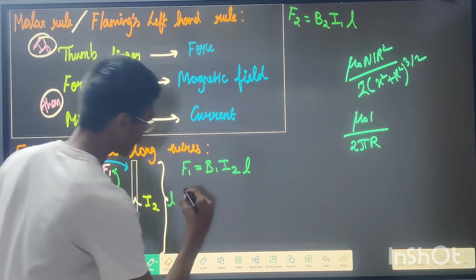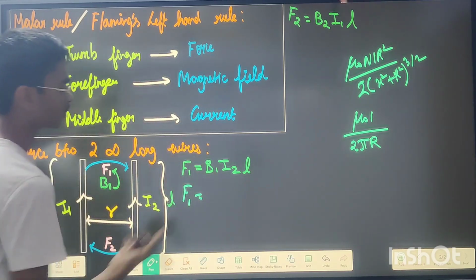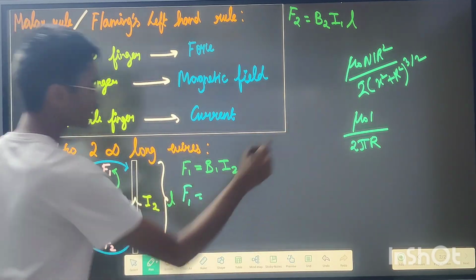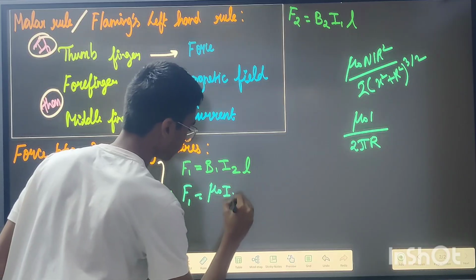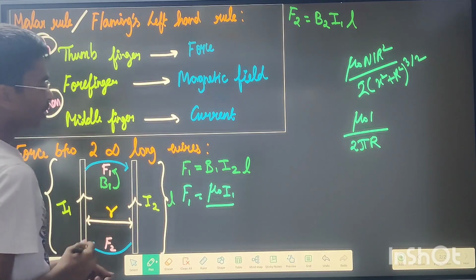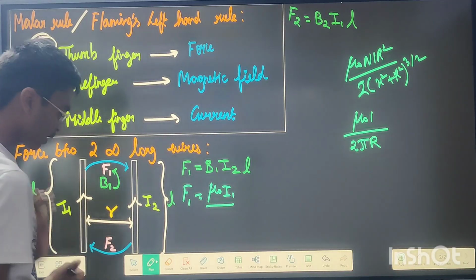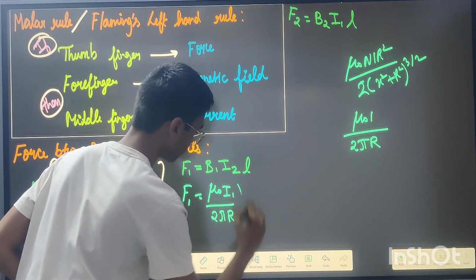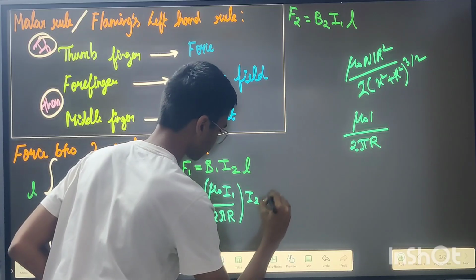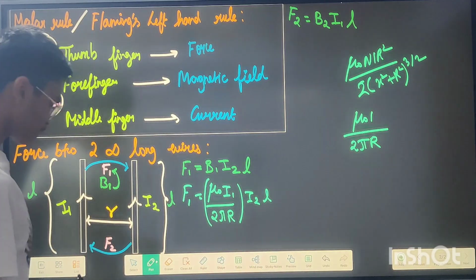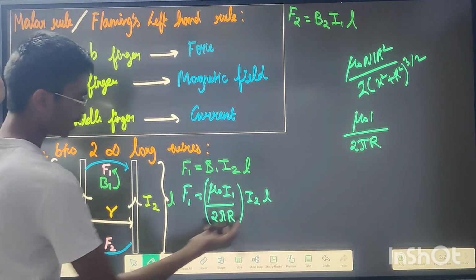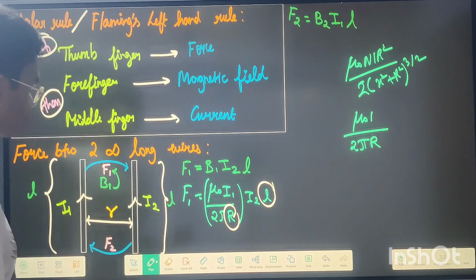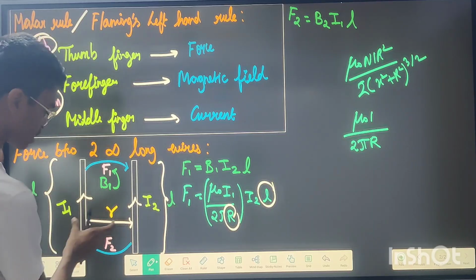So here F1 is equal to B1 times I2 times L. B1 for a lengthy conductor is what you're going to choose, which is mu naught I1 divided by 2 pi r, into I2 into L. Now note this one point: this L is actually the length of the conductor. This r is not the length; this is just the distance.